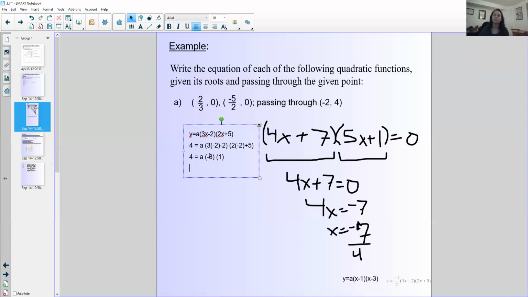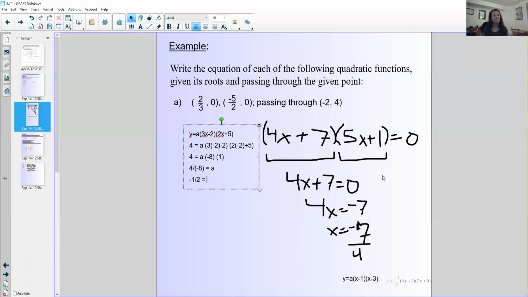Because that's getting multiplied by a, the opposite of multiplying is dividing. When you bring it over, you are dividing. So this becomes 4 divided by negative 8. Okay, I'm keeping it in brackets, equals a. You can reduce 4 over negative 8 to become negative 1/2.